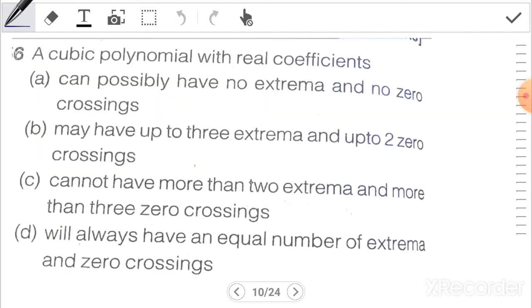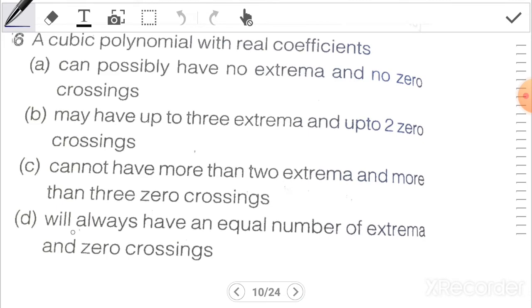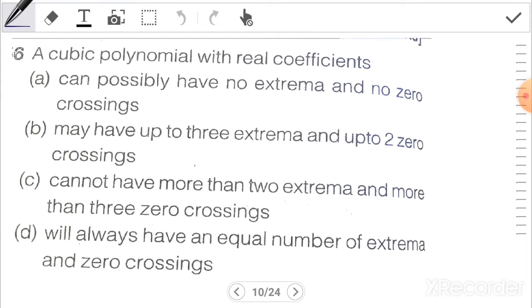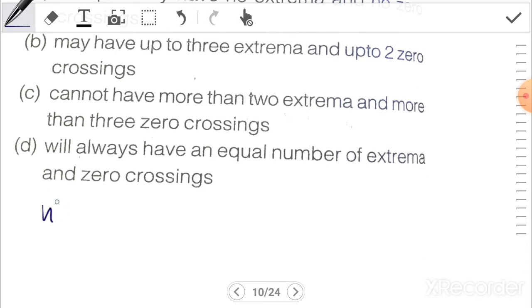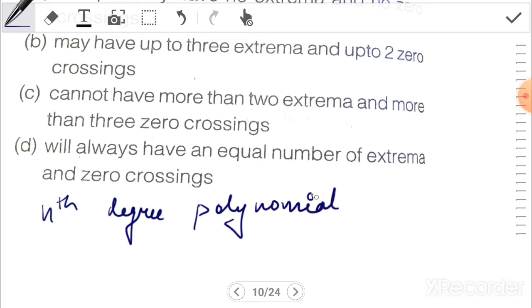A cubic polynomial with real coefficients can possibly have no extrema and no zero, may have up to 3 extrema and up to 2 zero crossings, cannot have more than 2 extrema and more than 3 zero crossings, will always have an equal number of extrema and zero crossing. See, nth degree polynomial bends exactly n minus 1 times.